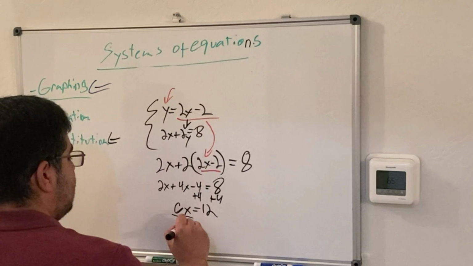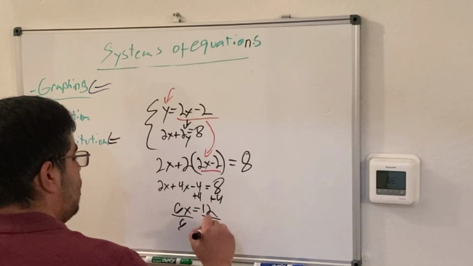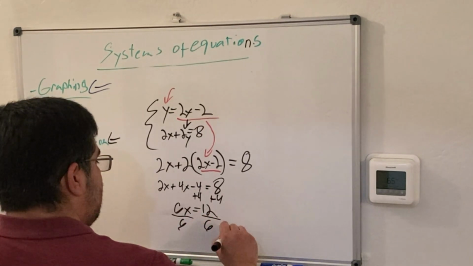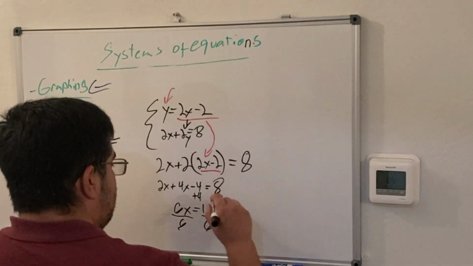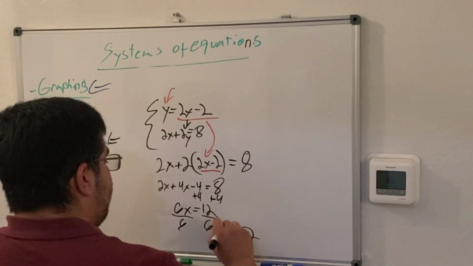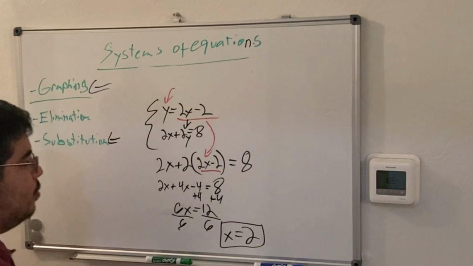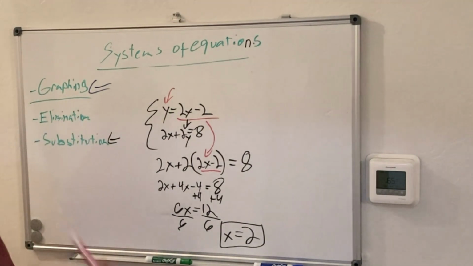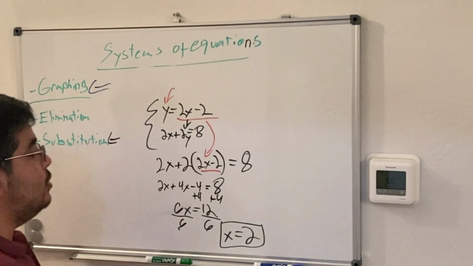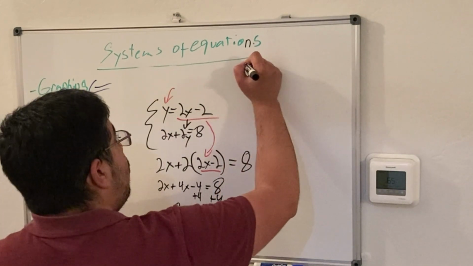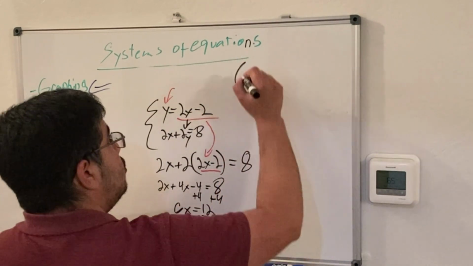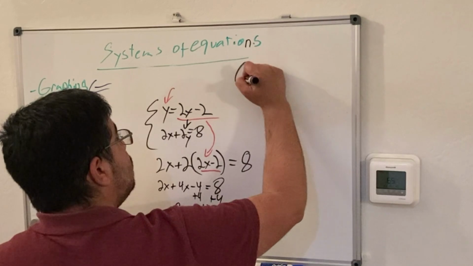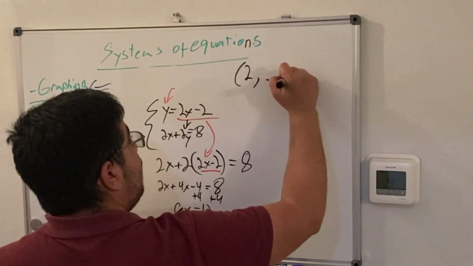Divide by 6, divide by 6. x equals 12 over 6, which is 2. x equals 2. We already have one of the coordinate pairs. So what this means is that the solution is going to be a coordinate pair. The first coordinate we have is 2. Now we just need to find the y variable.